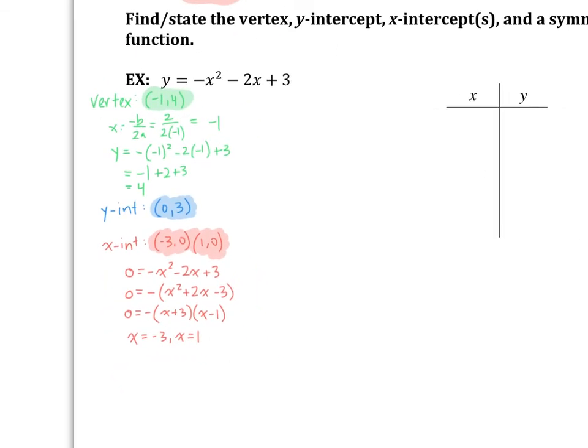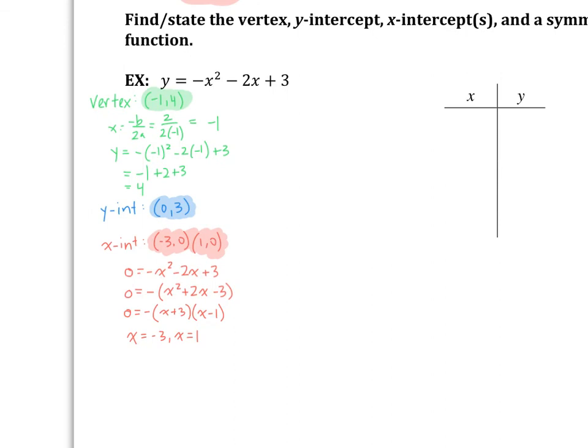Now let's go ahead and put it into a table of values. Okay, so our vertex always goes smack dab in the middle of the table. So negative 1, 4 is our vertex, and I like to kind of highlight that, box it, whatever we need to do. And we can even label it with a V for vertex. Okay, so now we can plug in those other points. Well, we have the point 0, 3, okay, and we have our x-intercepts of 1, 0 and negative 3, 0.